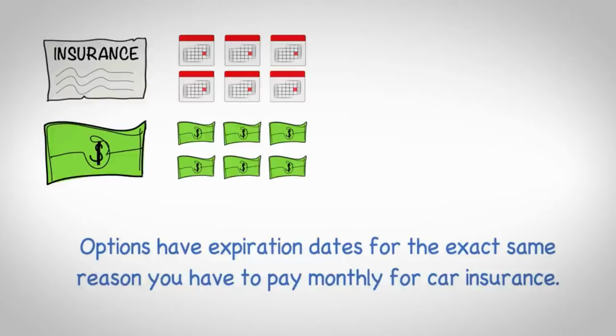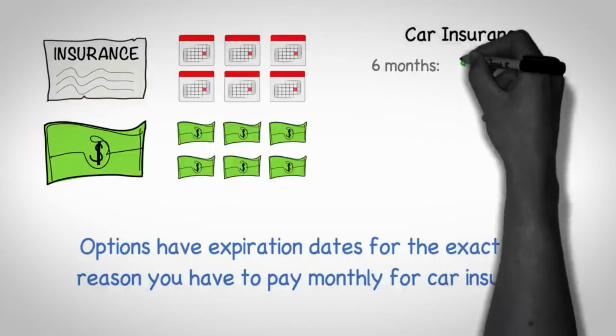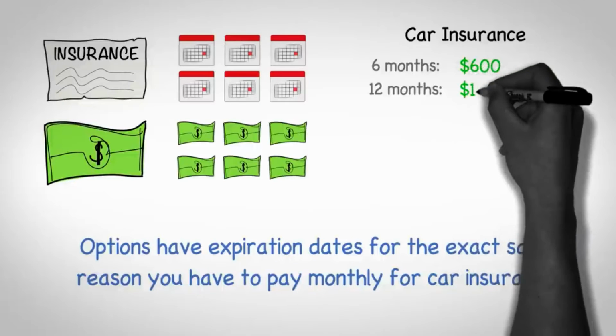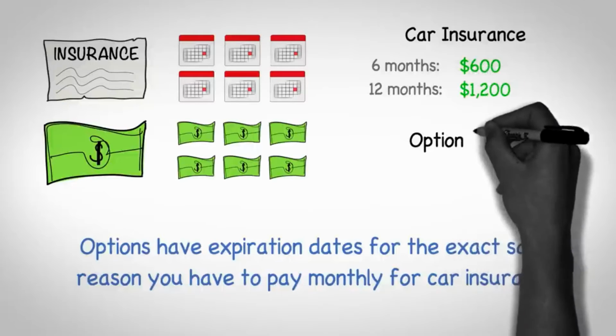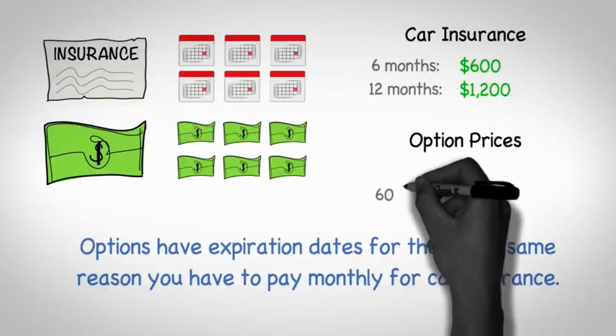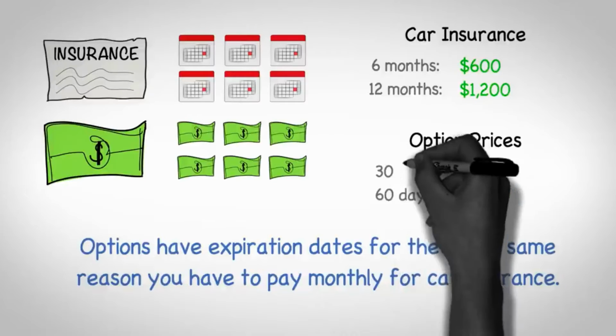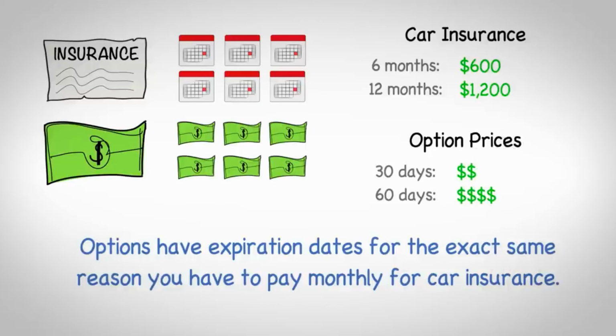They have expiration dates for the exact same reason you have to pay monthly for car insurance. If you want to insure your car for 6 months, it might cost you $600, but if you want to insure it for 12 months, it might cost you $1,200. In the exact same way, an option with 60 days to expiration is going to have a higher price than the same option with only 30 days to expiration.